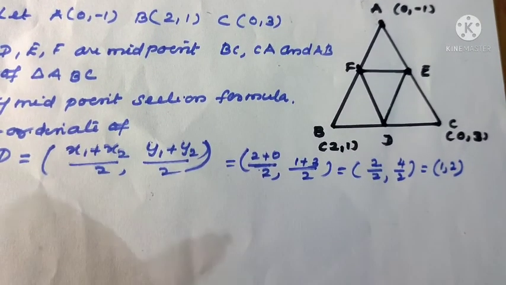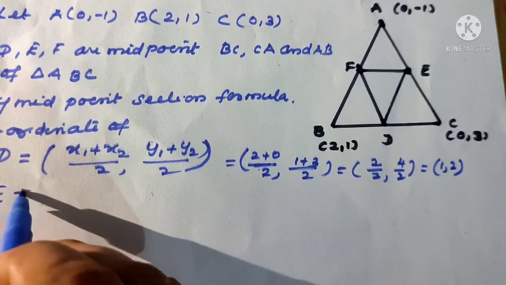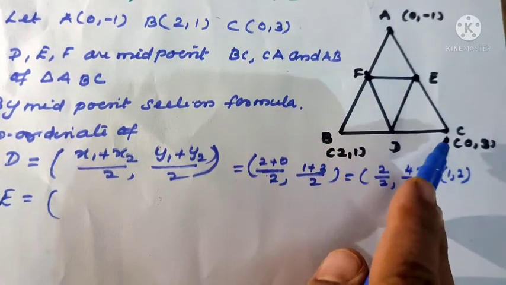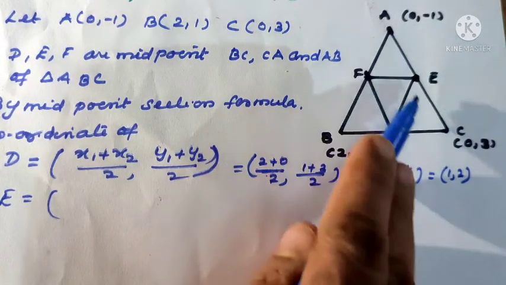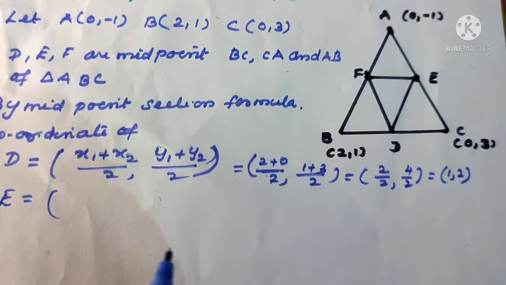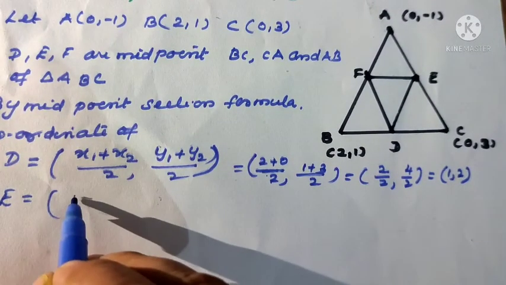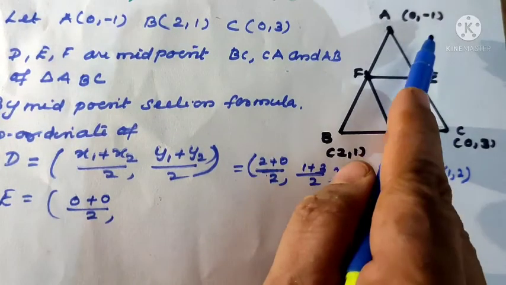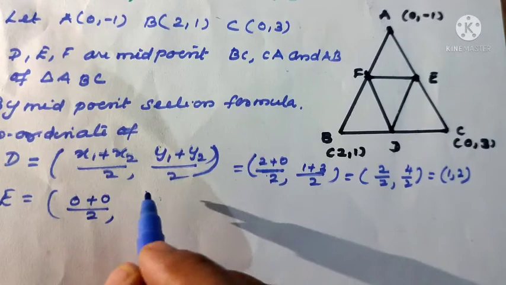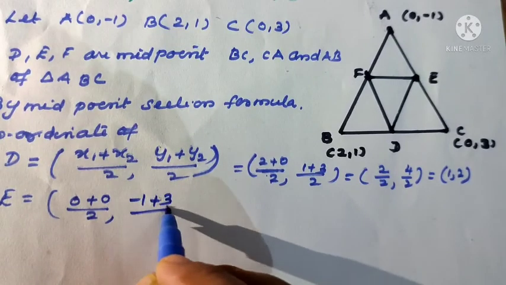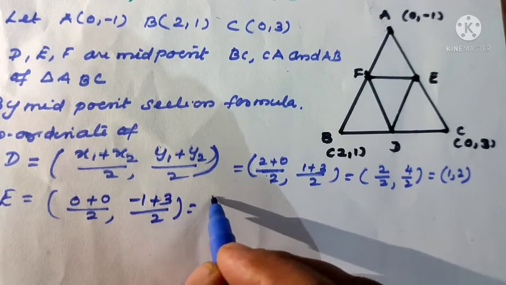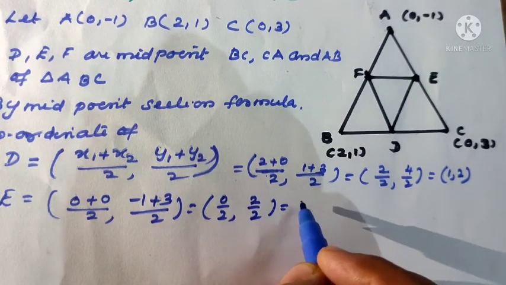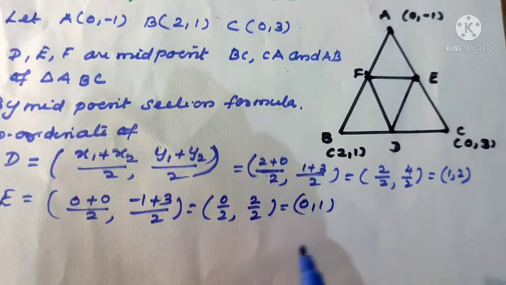Similarly, the coordinate of E. E means which side it is? The side for AC. So A is 0 and 0 only for C coordinate. So 0 plus 0 whole divided by 2. What is y value here? Minus 1 and here 3. So minus 1 plus 3 whole divided by 2. 0 by 2, 2 by 2, that is 0, 1.